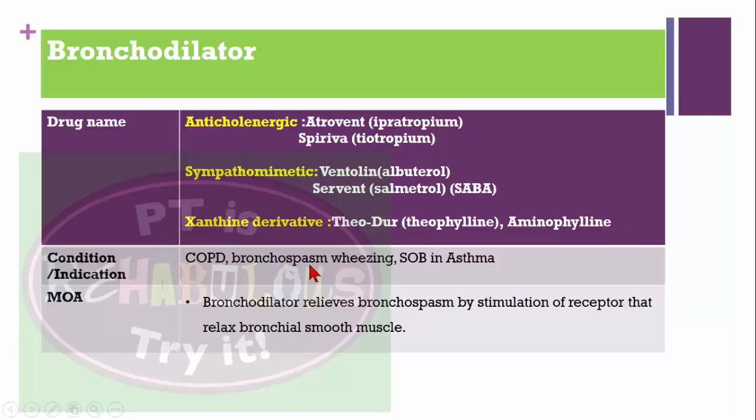Mainly these are used for bronchospasm, wheeze or shortness of breath in asthma and chronic obstructive pulmonary disease. The main mechanism of action is bronchodilation that will relieve your bronchospasm by stimulating the receptor that relaxes bronchial smooth muscle. Earlier we learned that beta 1 is for your heart, beta 2 is for your lung. So it will mainly stimulate beta 2 receptors and that will relax your bronchial smooth muscle.